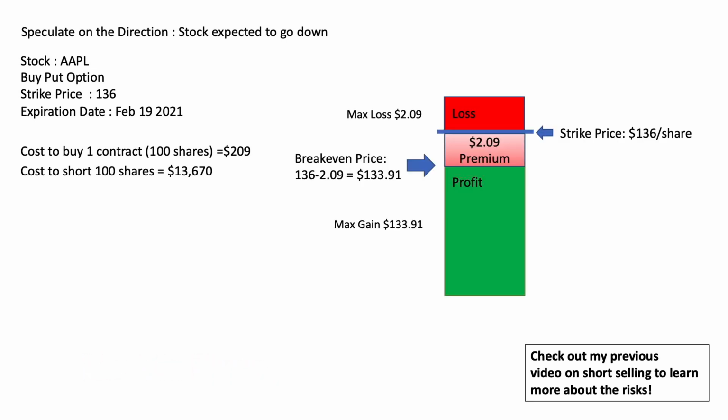In this case, the most money you could lose is the $2.09 you spent as a premium. And your break-even price is $136, the strike price, minus $2.09 for a price of $133.91. Your max gain in this situation would be if the stock went to zero.